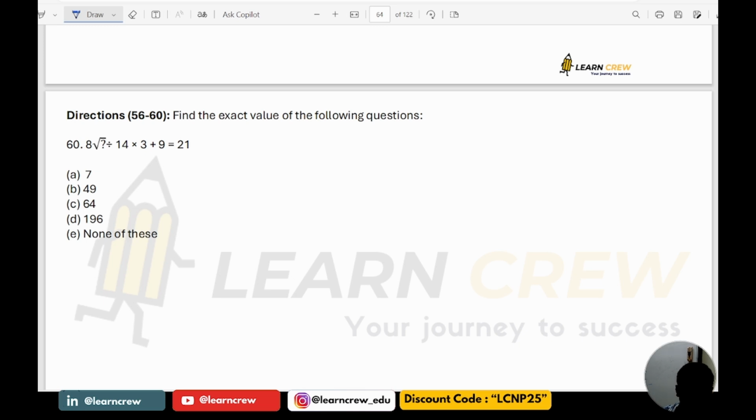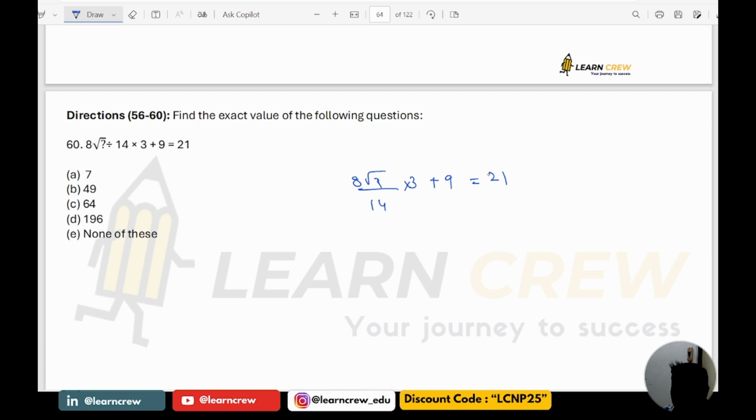8 root how much? Divided by 14 into 3 plus 9. So 8 root x divided by 14 into 3 plus 9 is equal to 21. Okay, so this value has to be 12. Yes or no? This value has to be 12.